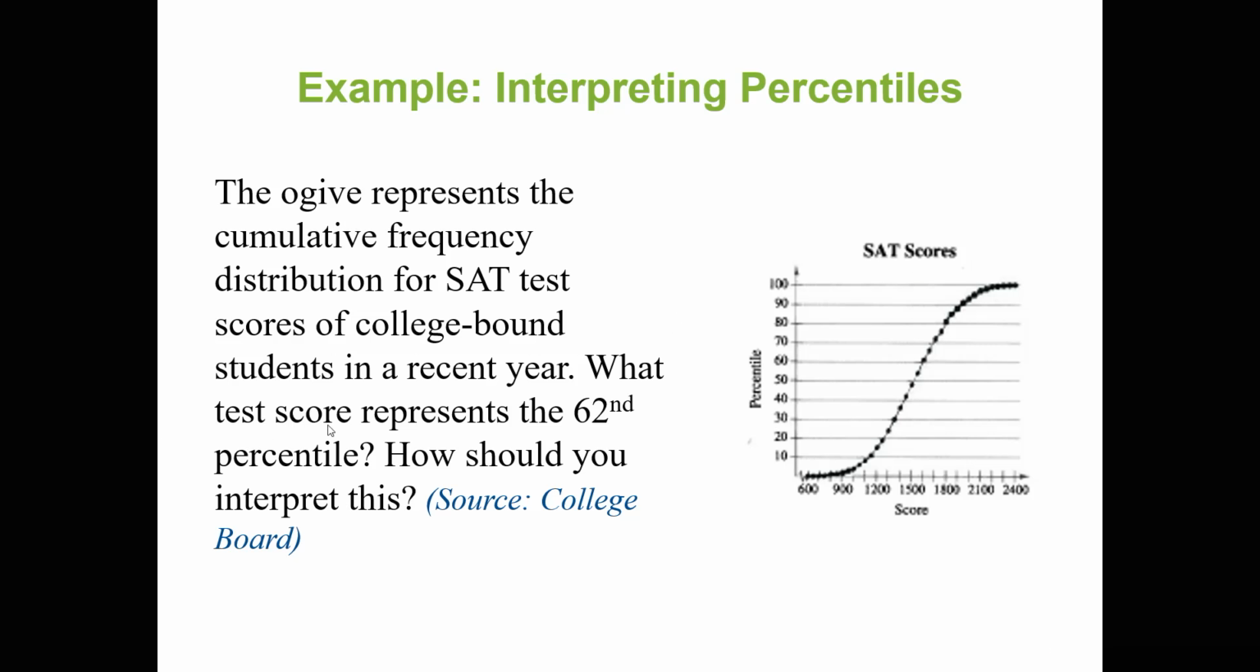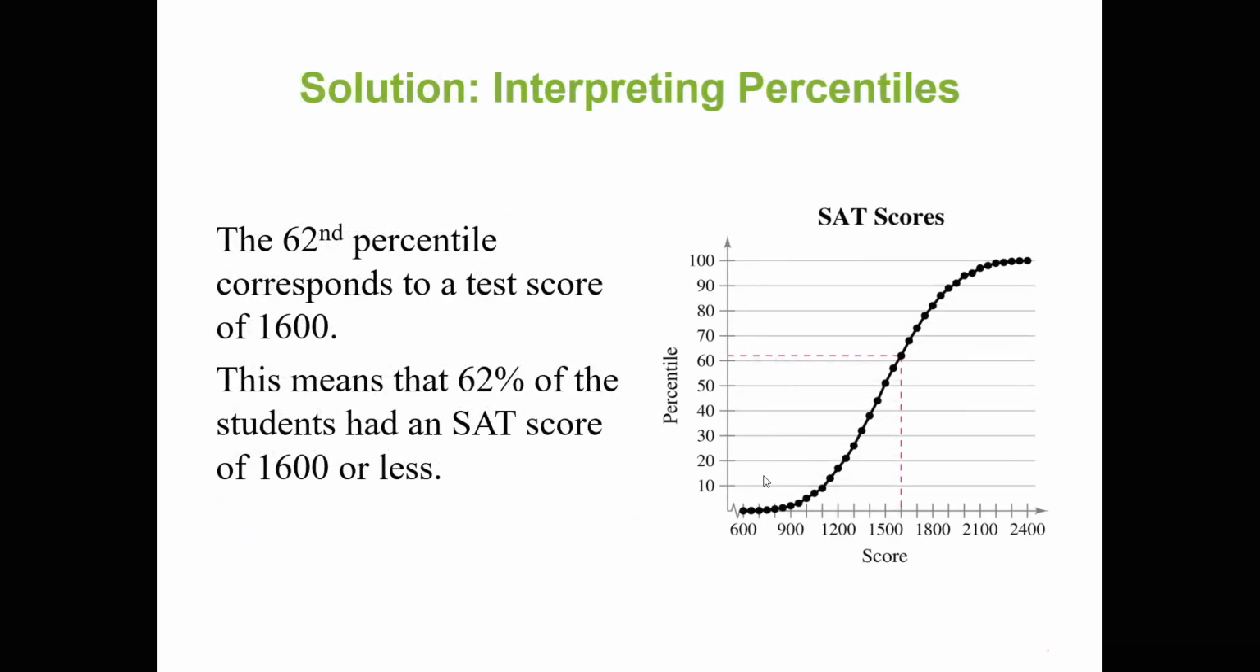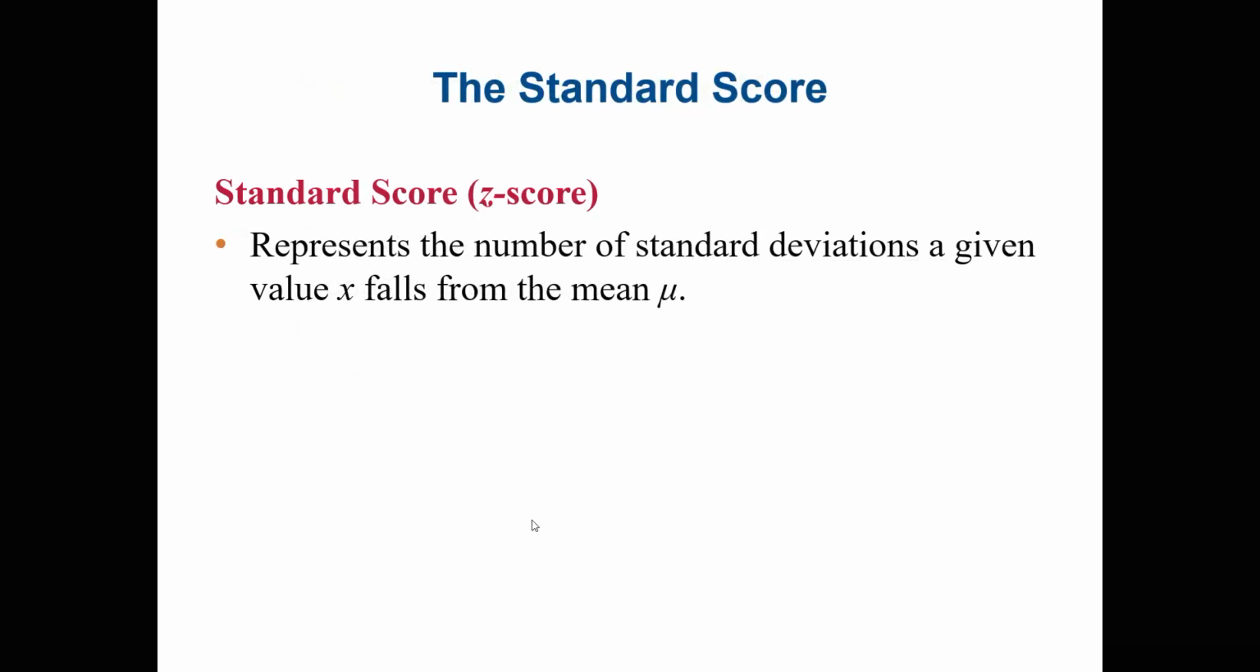So what test score represents the 62nd percentile? You can take a look here, and here you have the percentile because it's split into 100, and you can see that around here you can see what goes to that point. So you just need to intersect 62 and see what's here. It's going to tell you the score, that the score is whatever it is, about 1600 or less. That's the idea behind it.